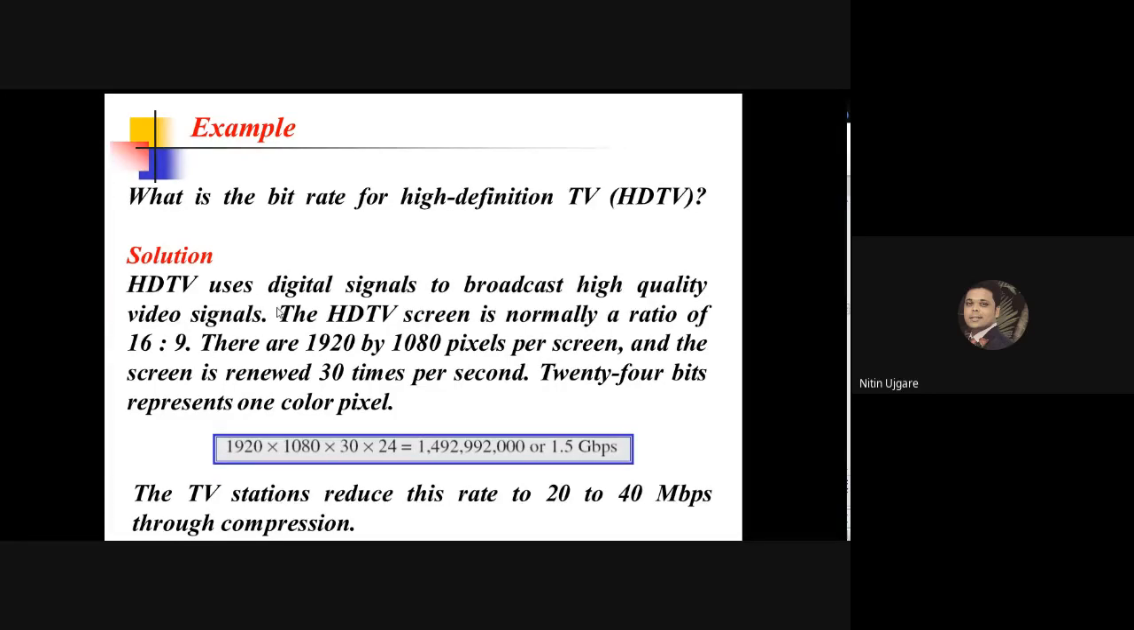This is another example, but I will upload this presentation slide on the Moodle course, so you can just go through this example. Due to the time limit, I am skipping this example.